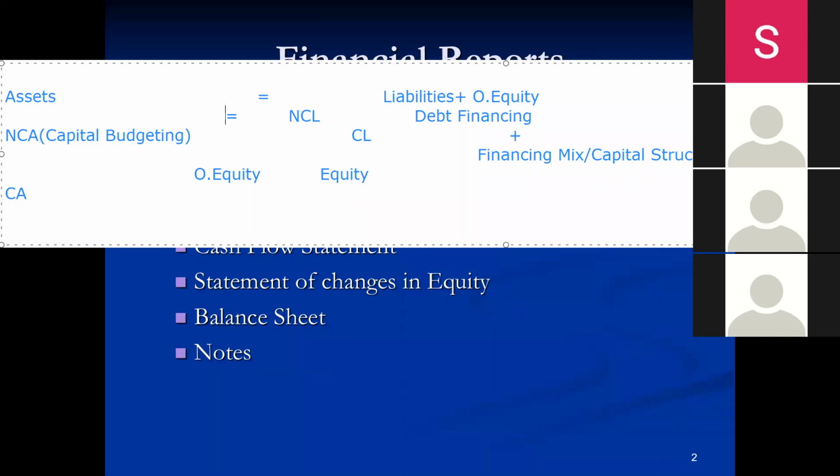For example, should we construct a new plant or not? This is a capital budgeting decision. Should we expand our business organization or not? This is a capital budgeting decision. Should we procure a new machinery for the business organization or not? This is a capital budgeting decision. Should we purchase a new building for the business organization? This is a capital budgeting decision. Should we construct a bridge? This is a capital budgeting decision.